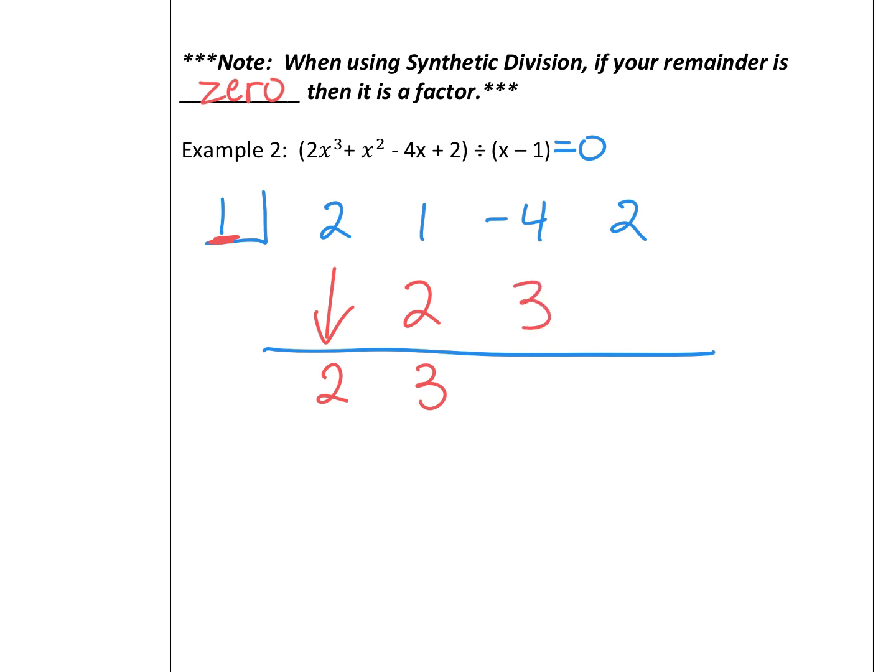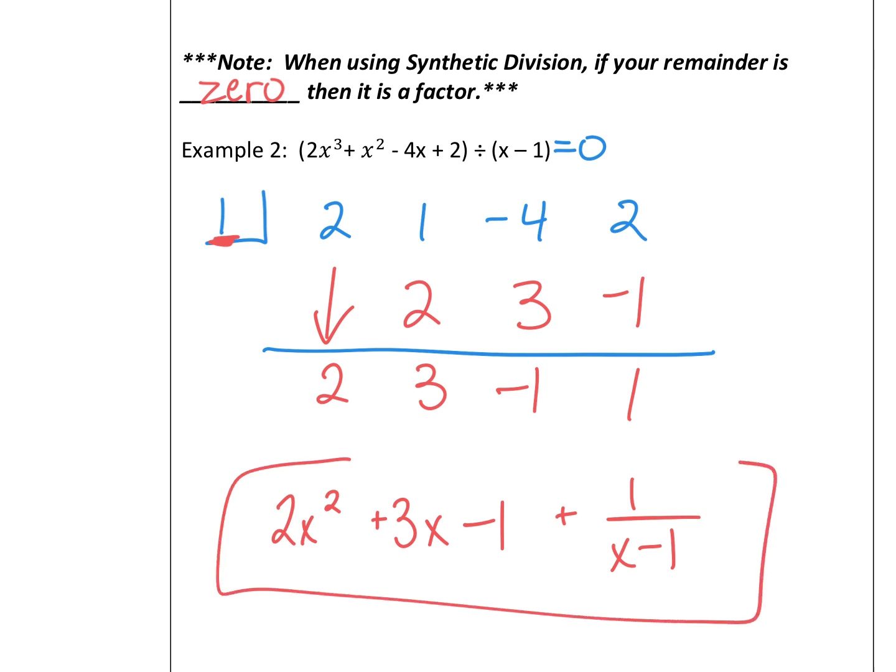3, -1. Add them up. -1. -1 goes to ledge guy. What is that? Add them up. 1. What's my final answer? 2x squared plus 3x minus 1 plus 1x over x. How many of you agree with the crowd? Okay, good deal. Any questions on this? That's everybody. Proud of you.